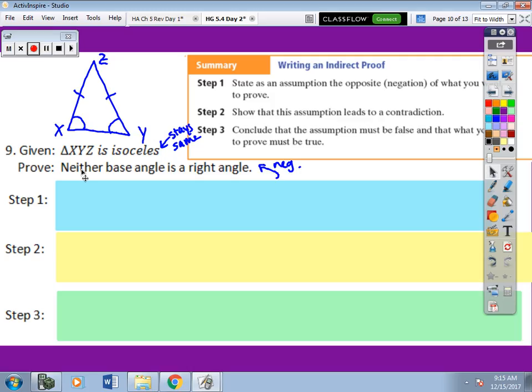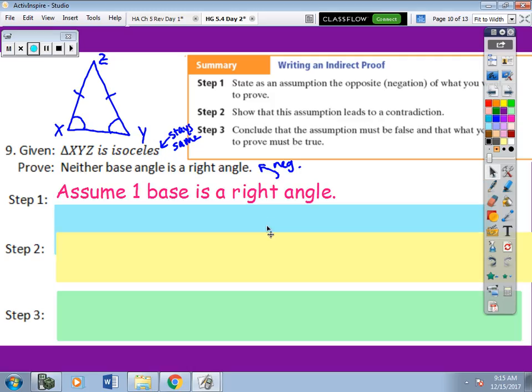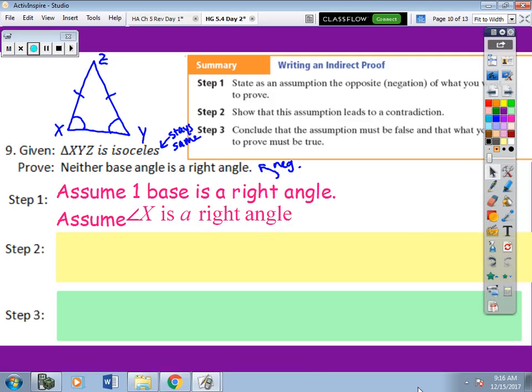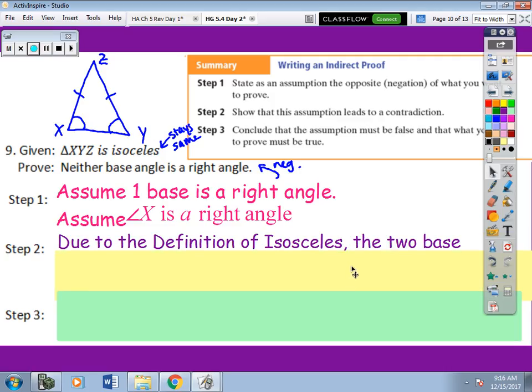So the negation of neither is that at least one. So assume one base angle is a right angle. So it says neither base angle can be a right angle. Assume that one base angle is a right angle. That's the negation. If you want, you can actually do a specific one, like assume angle X is a right angle, or assume angle Y is a right angle. What we just talked about was, due to the isosceles triangle theorem, we know that both base angles have to be congruent.